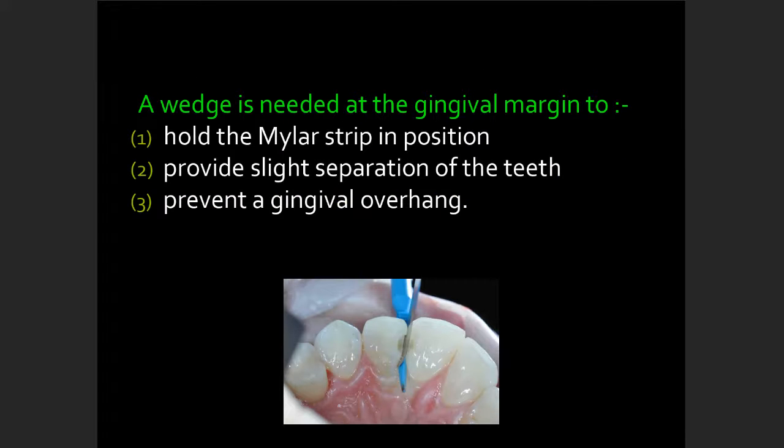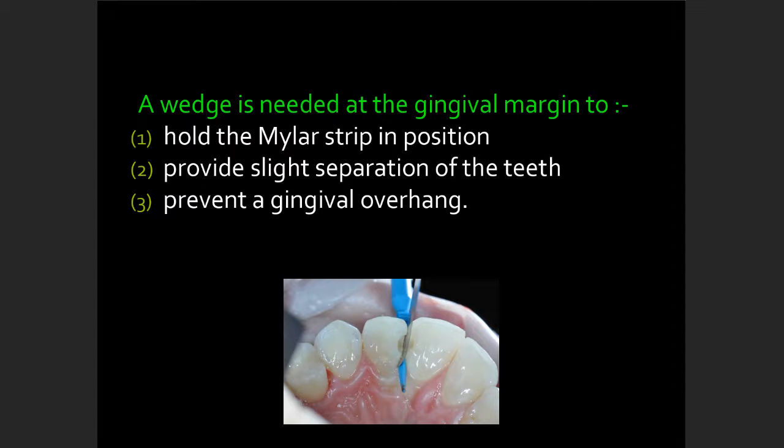Now, why do we apply the wedge? You can see that the matrix band has been stabilized with the wedge. What is the role of the wedge? It helps to hold the mylar strip in position. It provides slight separation of the teeth, and it also prevents gingival overhang.